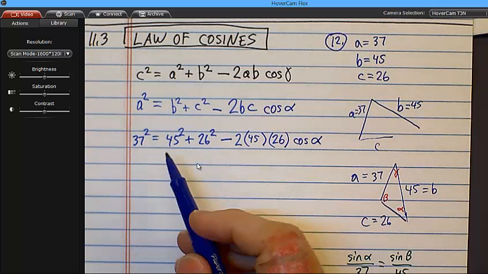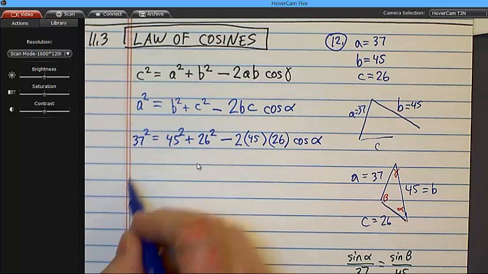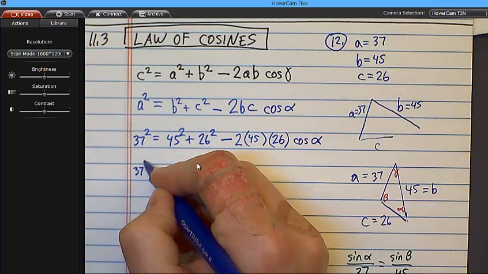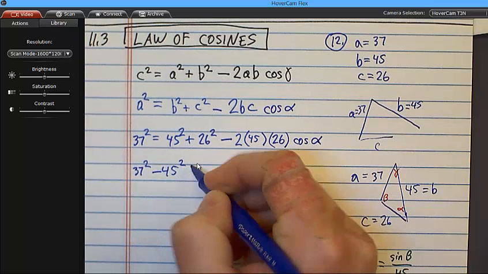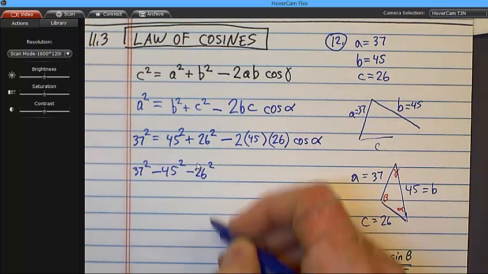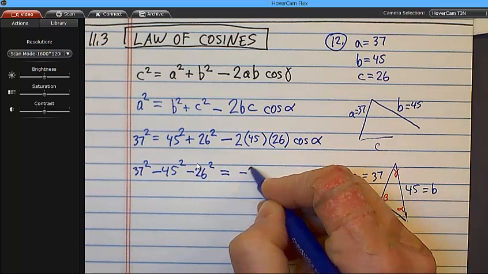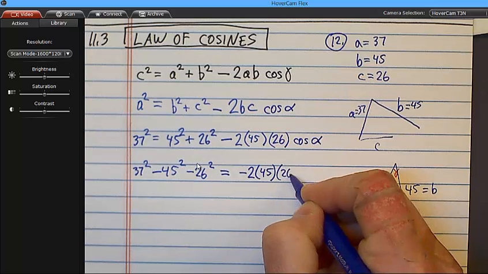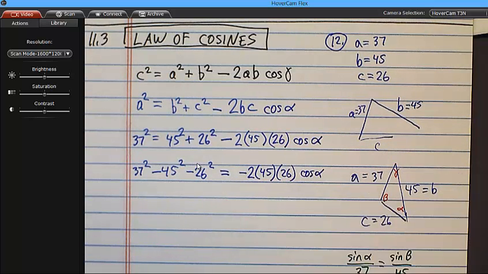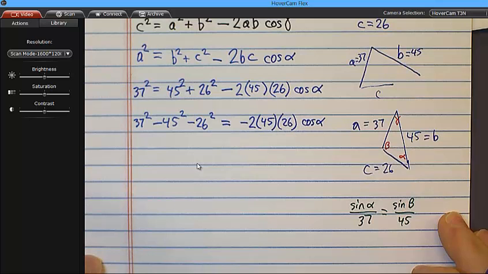I'm going to start out by bringing all the squared stuff to the left-hand side. So I have 37 squared minus 45 squared minus 26 squared is equal to negative 2 times 45 times 26 cosine alpha. Do you guys follow that? Okay, that's nice. Next, I'm going to divide both sides by what? Well, by a lot of stuff, right? Because what are you trying to get by itself?